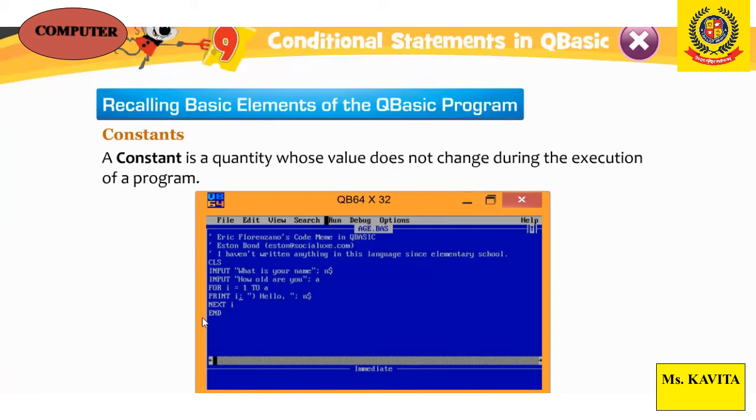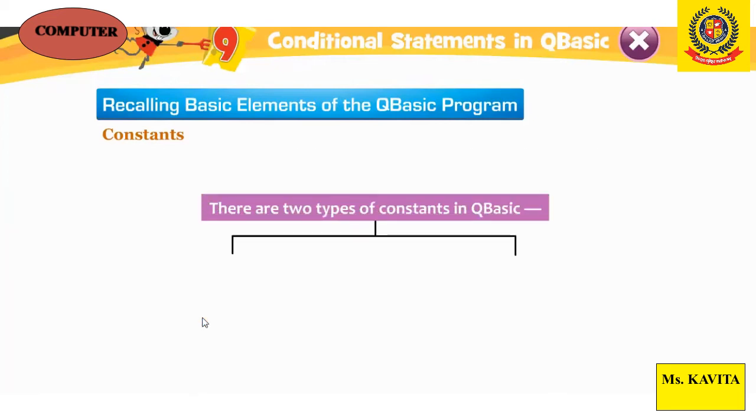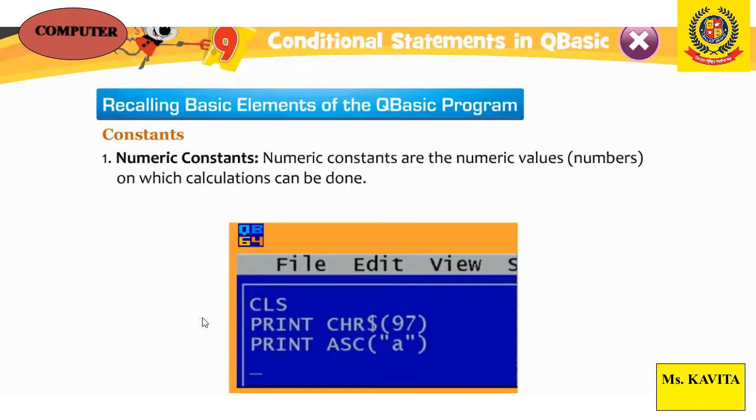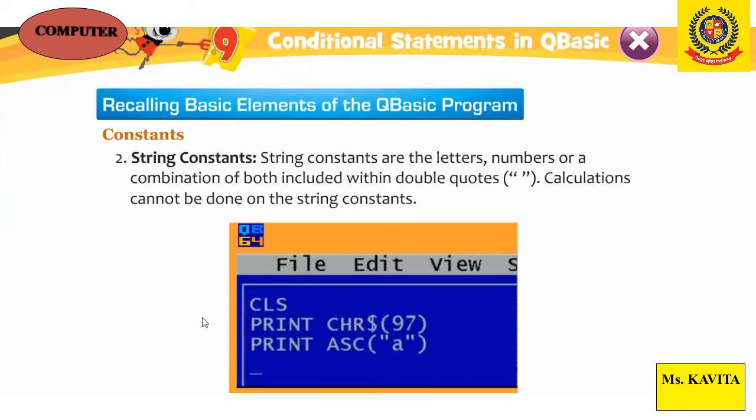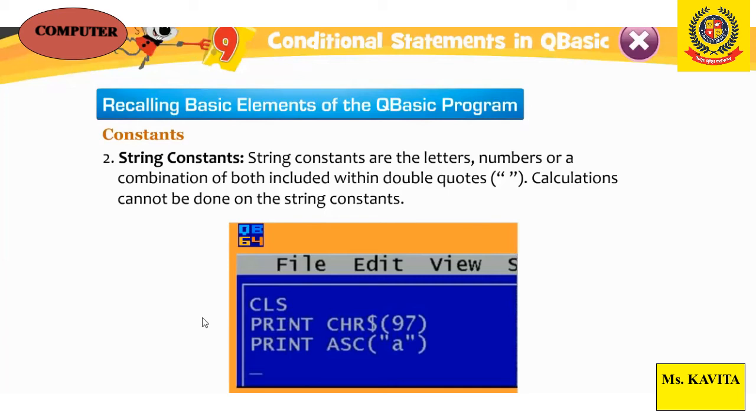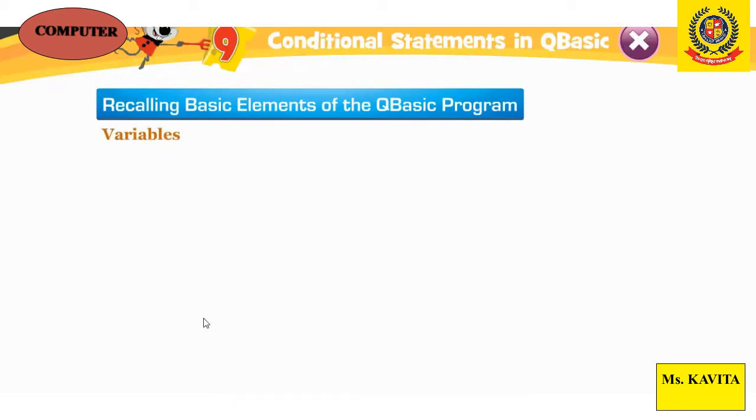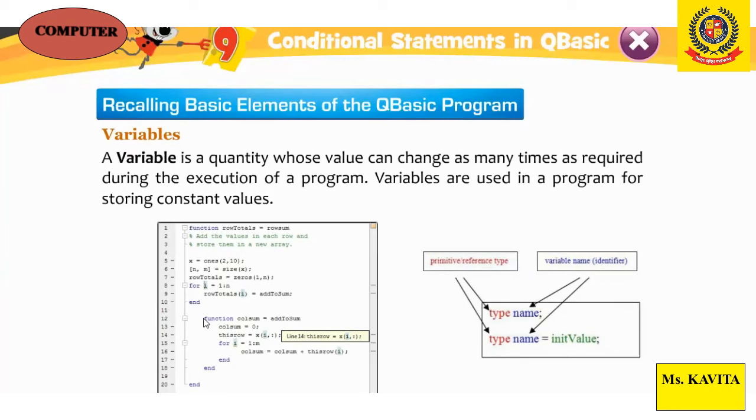Already we have learned BASIC in the previous class, so let's recall the things whatever we have learned, then we'll start doing programs. So take out your book, open page number 112. All BASIC programs are written using four basic elements. These four basic elements are constants, variables, operators and commands.